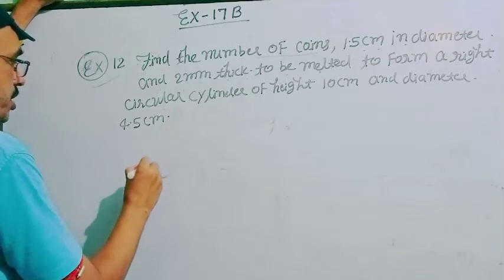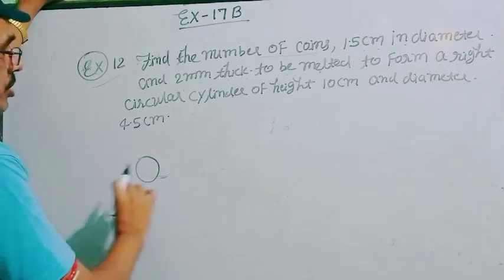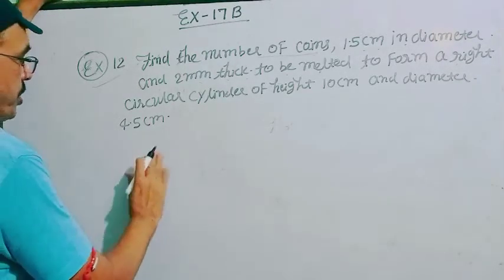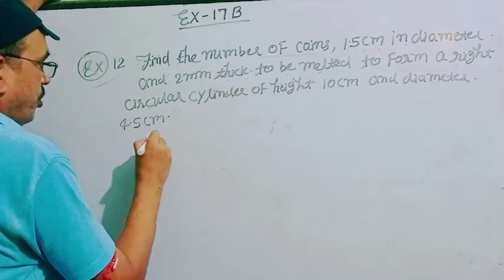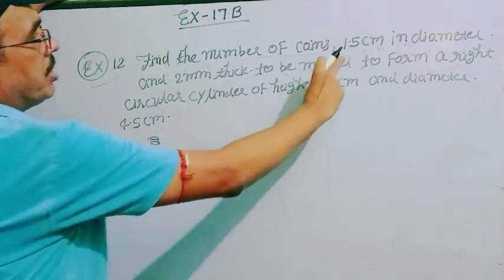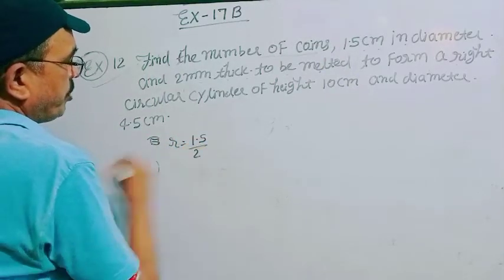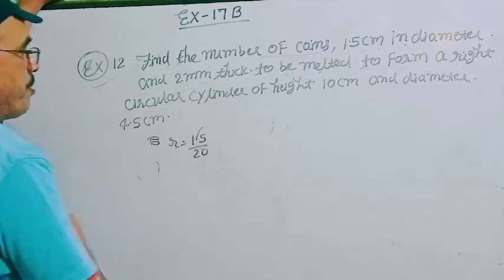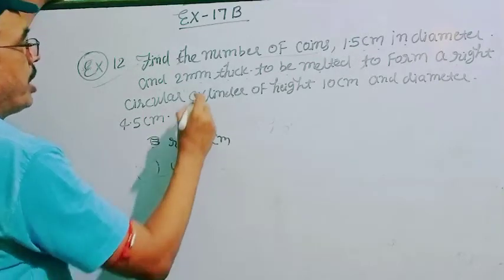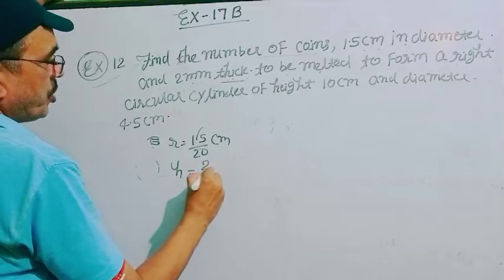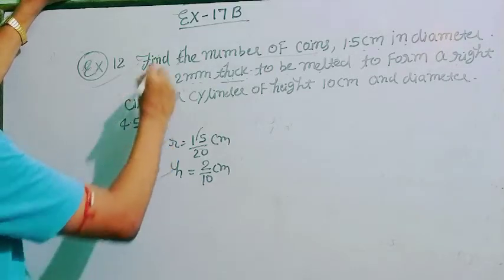Dear student, coins are always in the form of a cylinder. It is not in the form of a circle because some thickness is given. So it is the form of a cylinder, but a very small cylinder. It is the form of a coin whose height is given. The coin's diameter is 1.5, so radius is equal to 1.5 by 2, that means to write 20, that is 15 by 20 cm. It is the radius of the coin. And height of the coin is 2 mm thick. It is height, so you write 2 by 10 cm. It is the height of the coin, and it is the form of a cylinder.